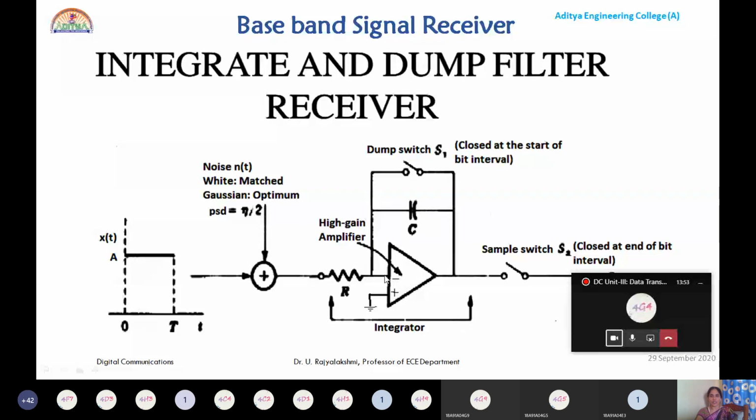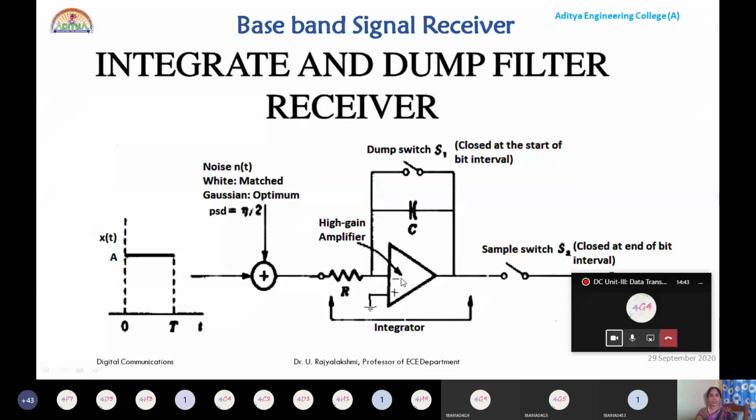Here the input is applied to the inverting terminal via the resistance R. And the output is fed back to the input section via the capacitor. See here, the output is collected at the capacitance terminal, and some portion of the output is fed back to the negative terminal via the capacitance. So that's why we can say that the corresponding IC acts as an integrator. Because the input is applied at the resistance and you are collecting the output across the capacitance terminal, the corresponding IC741 acts as an integrator.